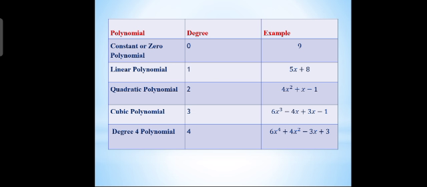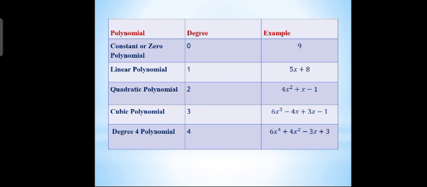The next one, 5x plus 8. You can observe it has two terms, 5x and 8. So this is binomial. A polynomial having two terms is called binomial. And in each term you can observe the first term having exponent 1 and the second term having 0 exponent. So this polynomial having degree 1, or this is called linear polynomial.